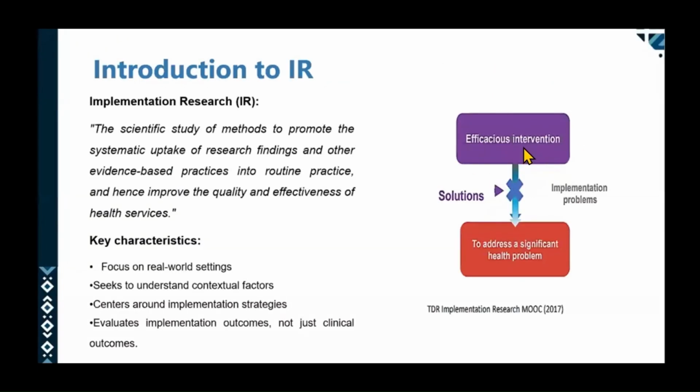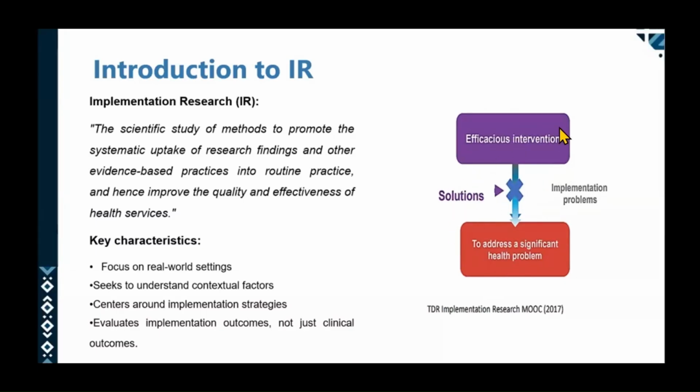So as we've earlier presented, we know that the main problem that exists is not the absence of interventions, but that we have interventions that are not able to reach the intended population or are not able to produce the expected results. So in this case, we have an efficacious intervention, and this intervention is intended to solve a particular health problem. But then in the course of implementing these interventions, there are problems, there are barriers to the effective implementation of this intervention to solve a particular health problem.